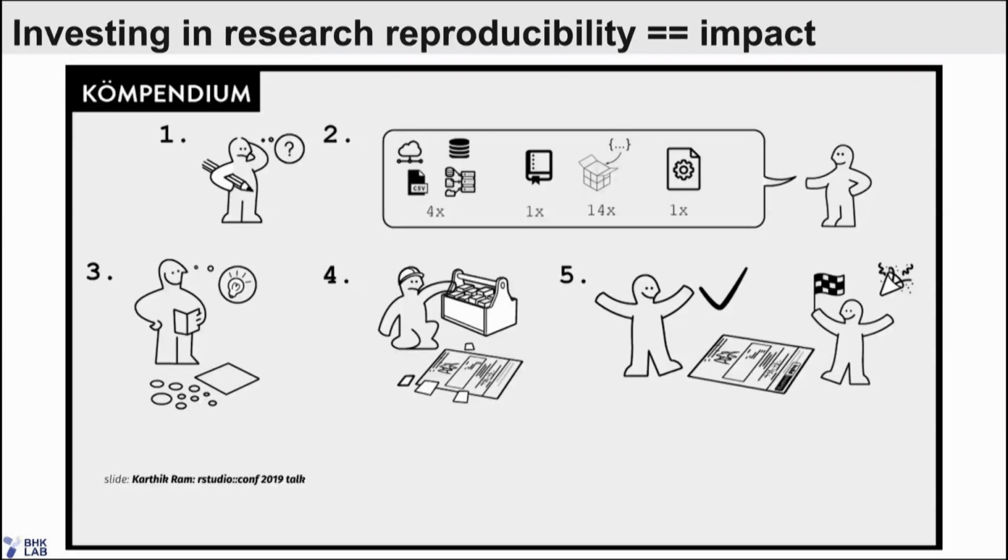So in conclusion, investing in research reproducibility and transparency is really investing in impact. It's really increasing the impact of your research. And if you use the right technology, if you spend the time and expertise required to document all the steps, then research reproducibility is totally achievable, especially in the field of computational research.